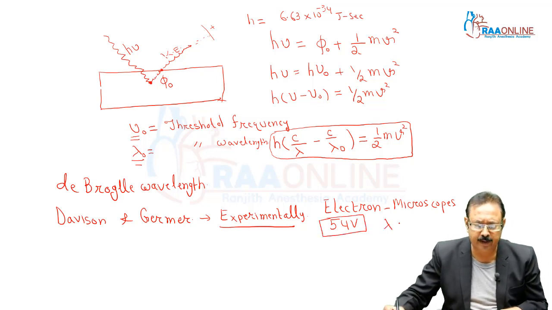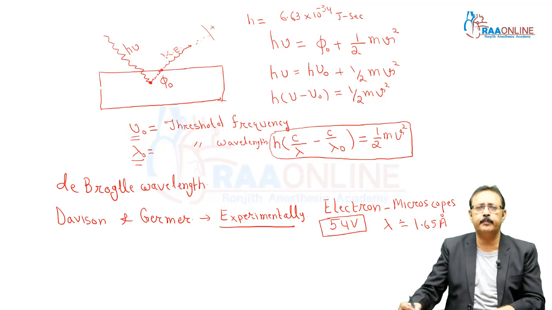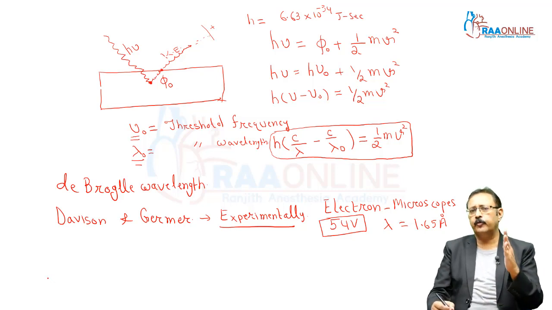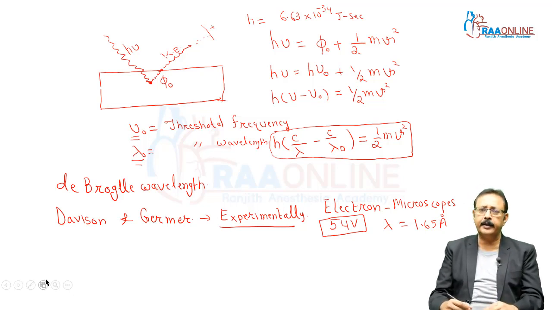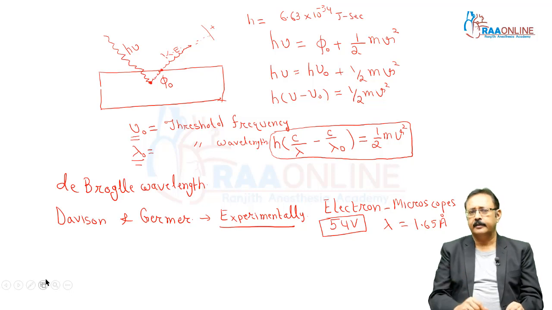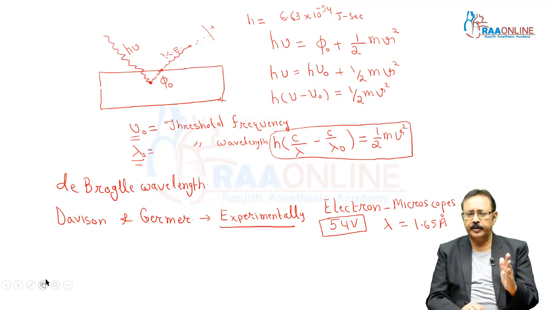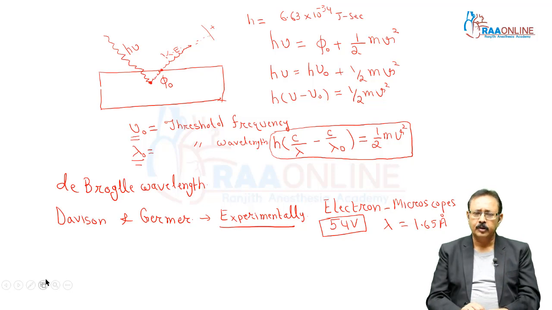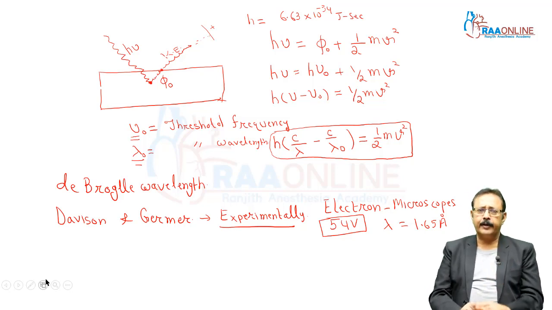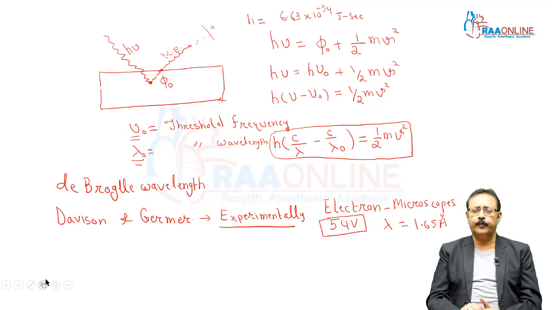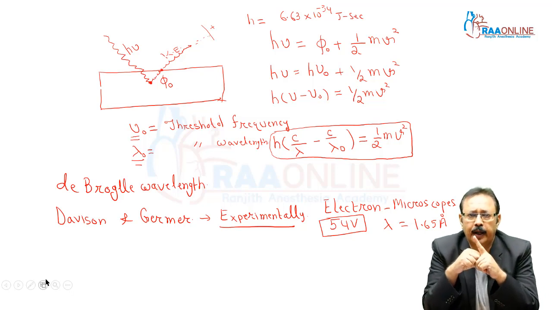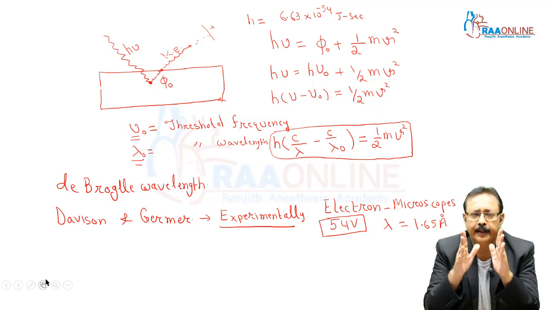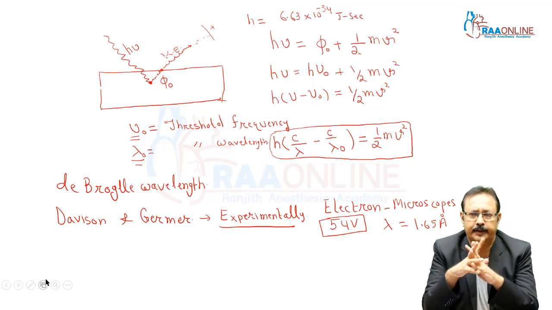He got a wavelength of the electron of 1.65 angstrom. Experimentally he proved that with a fast moving electron one wave is associated, and experimentally he got the wavelength. He did the experiment with Davisson and Germer. And the photoelectric effect nowadays we are using in photocells, where we are converting light energy into electrical energy.